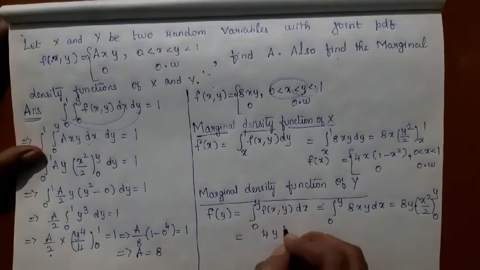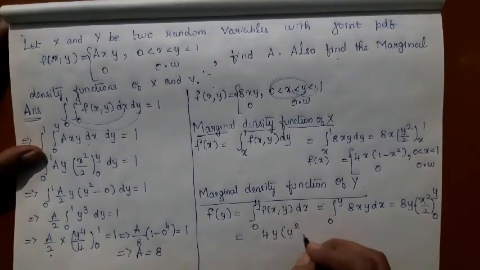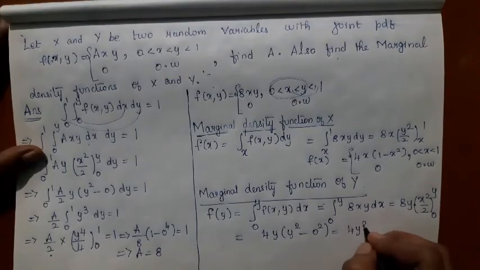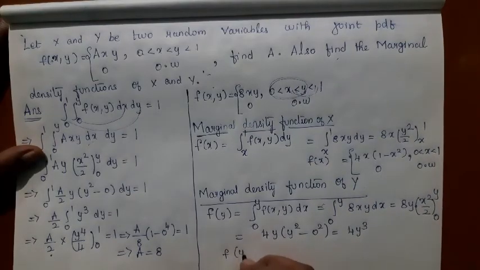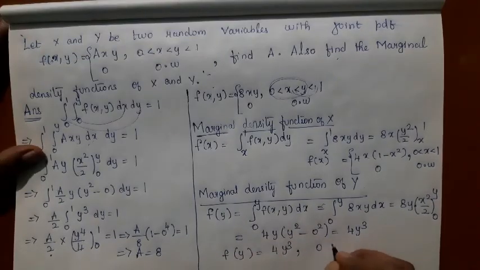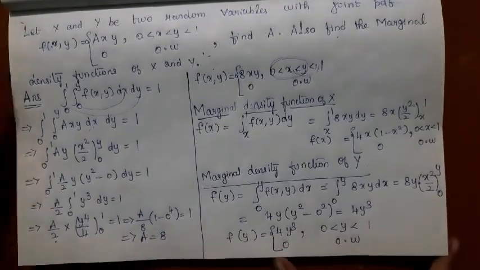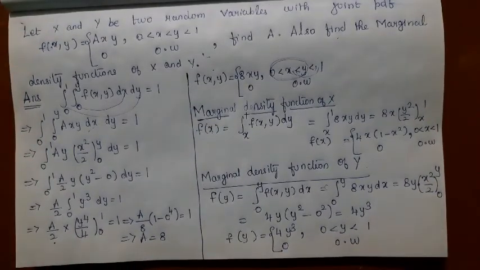So you have 4y times upper limit y square minus lower limit 0 square. So you have 4y cube. So your f of y is 4y cube when y is in the range 0 to 1, 0 otherwise. Right? So this is how you find the marginal density functions using a joint density function. Okay? Thank you.